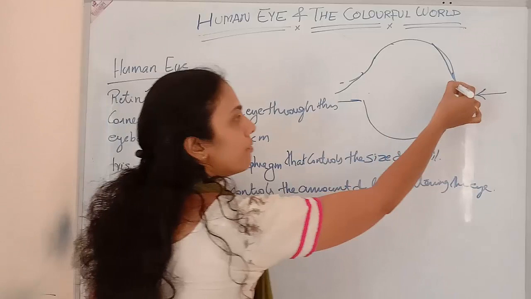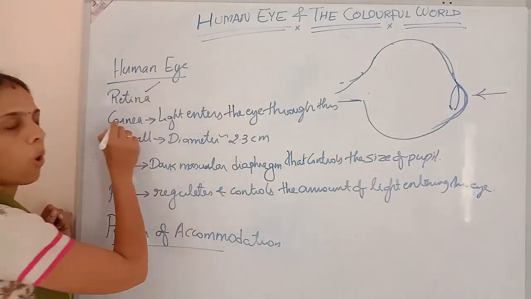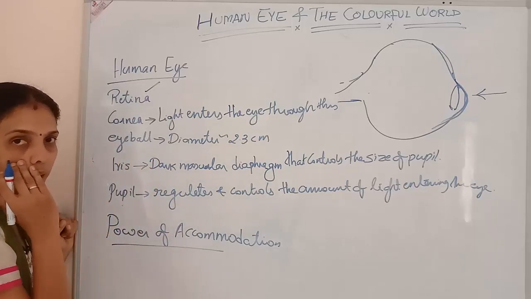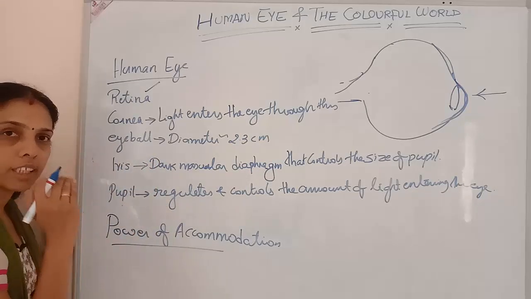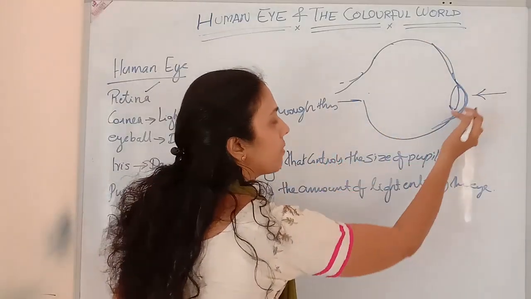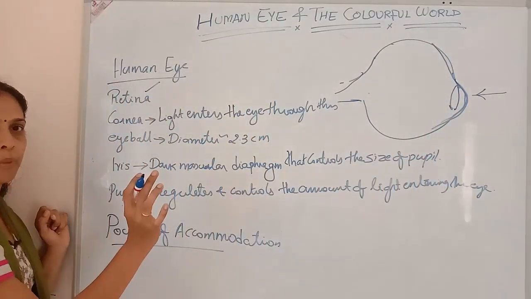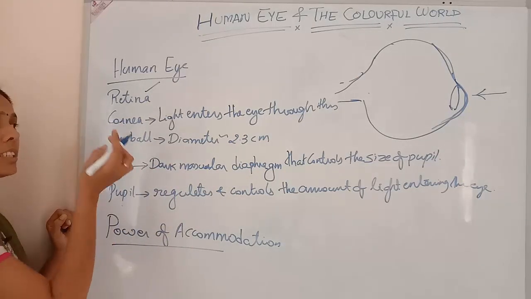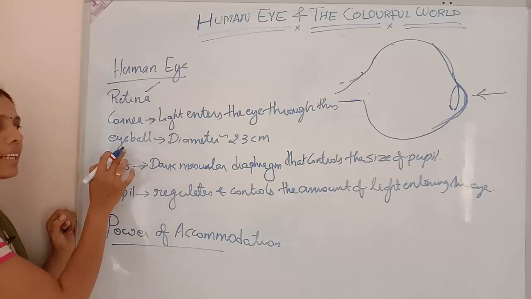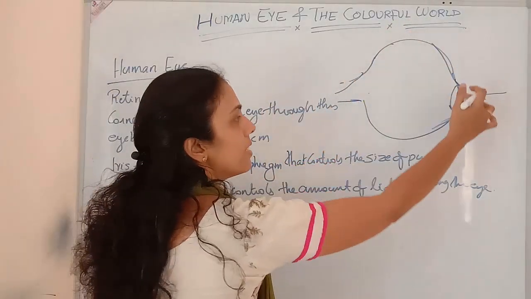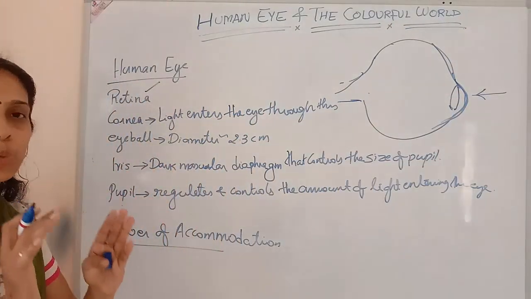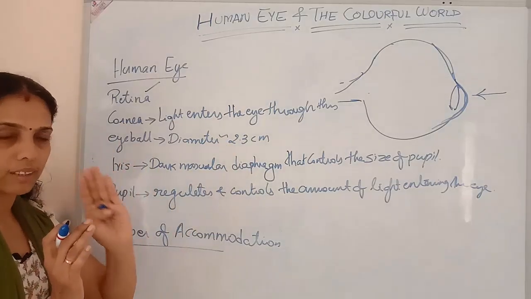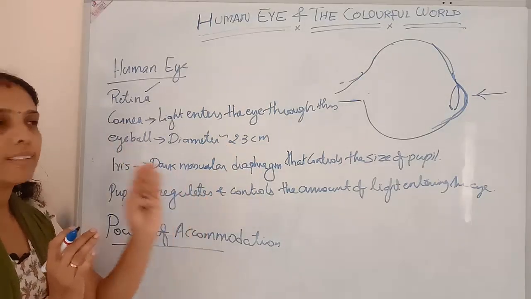First, what you are observing is the cornea. Light enters our eye through the outer surface, that is called the cornea. Next is the eyeball. This eyeball has a diameter of nearly 2.3 centimeters.